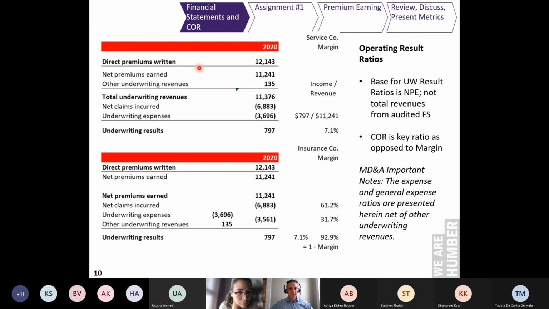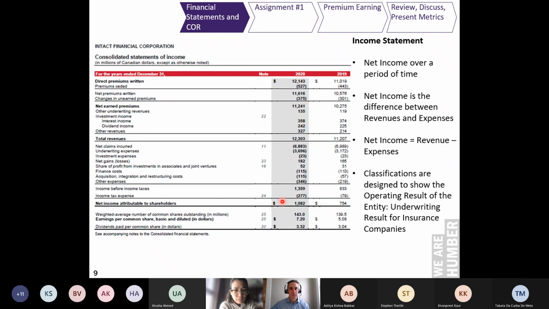We have our underwriting revenues. Our sales is the written premium. Revenues are earned premium. They might have some other underwriting revenue. The main expenses are the claims expense, net claims incurred, and then the total underwriting expenses. So our revenue less these expenses is our underwriting result. This is just the underwriting operations of the company. It's a subset of the total net income, because the total includes investment income and other financing expenses and income tax.